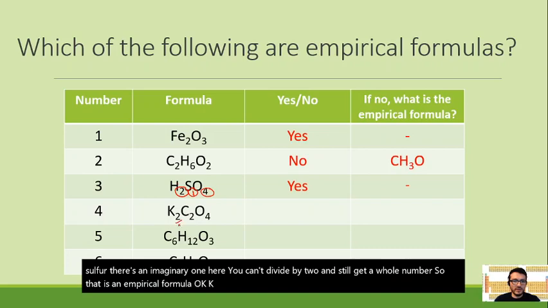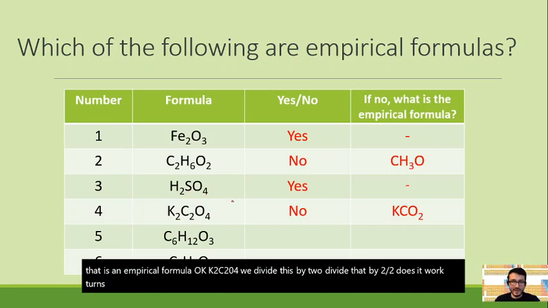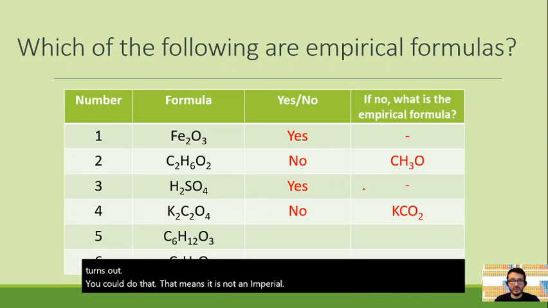Okay, K2C2O4. We divide this by 2, divide that by 2, divide that by 2. Does it work? Turns out you could do that. That means it is not an empirical formula. The empirical formula is KCO2.